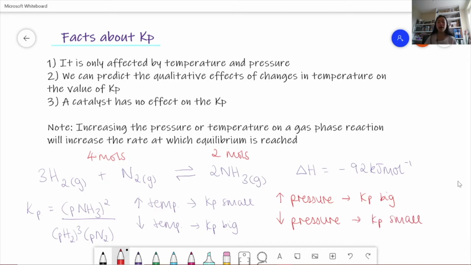And so this also explains number 2 about the temperature. And then for number 3, a catalyst has no effect on the Kp, and that's because a catalyst just speeds up the reaction. So it speeds up the forward reaction and the back reaction by the same amount, and so they cancel out, so overall it has no effect on the Kp.